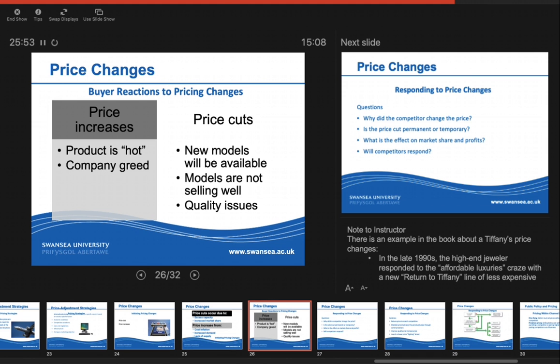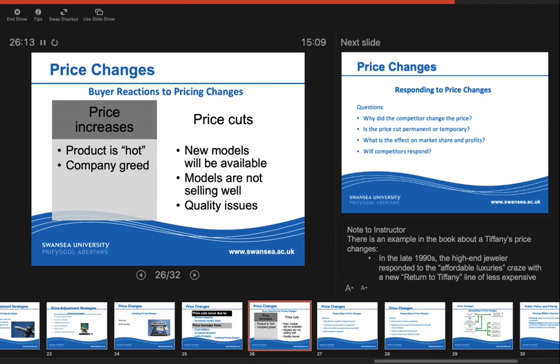Or do your customers see this as company greed, especially if they can't actually get that product or service from anywhere else? Are they going to have a lower opinion of the company based on the fact that you're increasing price to try and take advantage of the market?